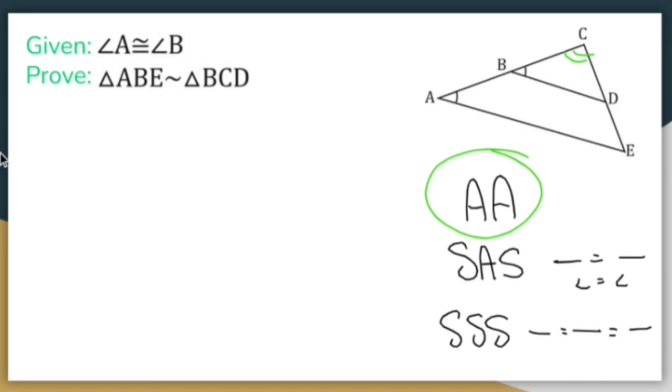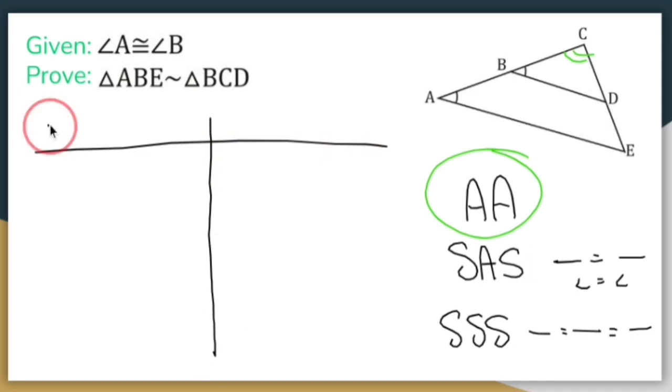For some reason, I didn't copy and paste the statements and the reasons 2-column proof thingy, so I'm going to do that right now. Statements, reasons. And what I'm going to do is state my given. I'm going to say that the measure of angle C is the same as the measure of angle C. And then that's it. That's all I need. And then by AA, these 2 triangles are similar.